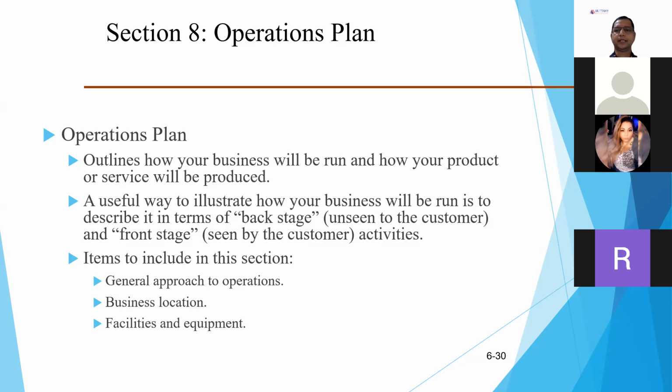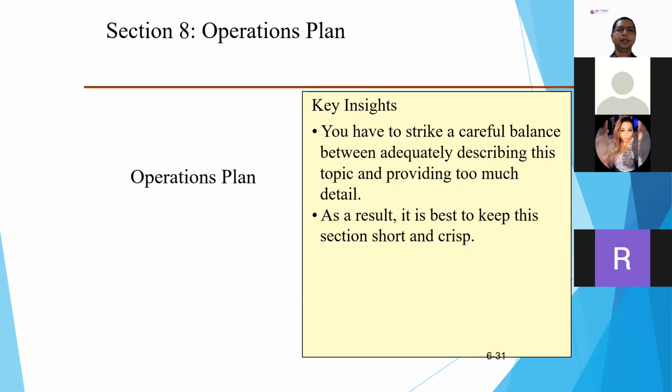So in this section, you can include the general approach to operations. You can also talk about your business location. If it is product based, what equipment is necessary? What are the facilities you need to provide for the service based businesses? So you can include all these points here in the operations plan.